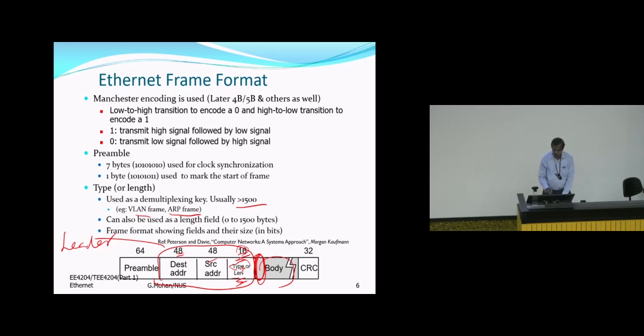Okay, then you see there is a field called preamble, a 64-bit preamble. So whenever an adapter wants to send a frame, first it will send a predefined 64-bit, 8-byte preamble. The first 7 bytes will be 10101010, and the 8th byte is 10101011.